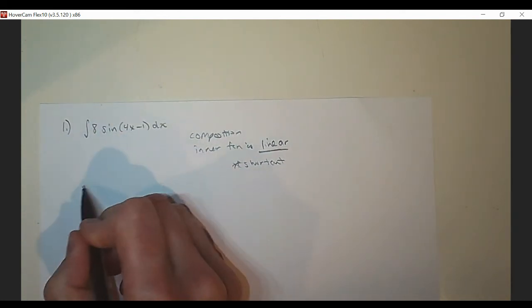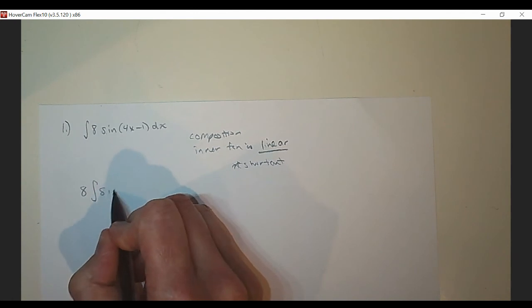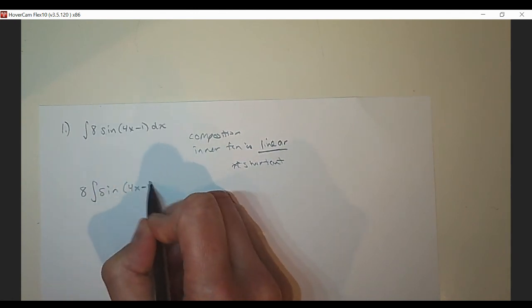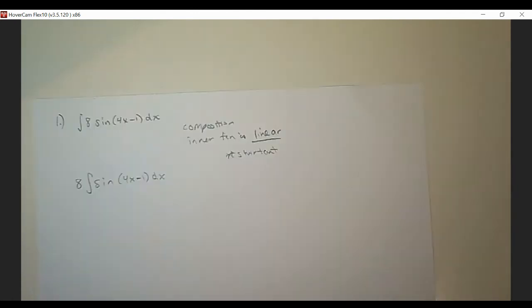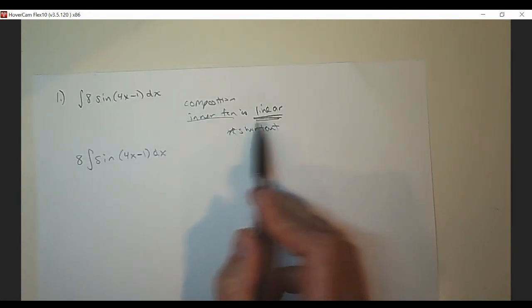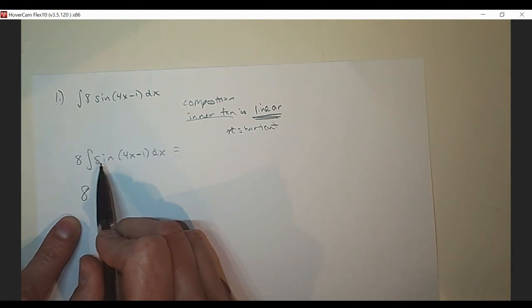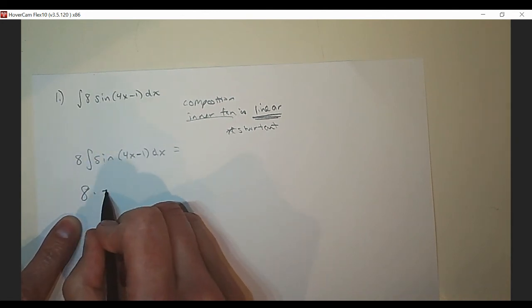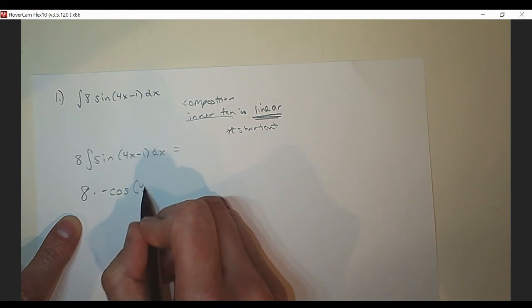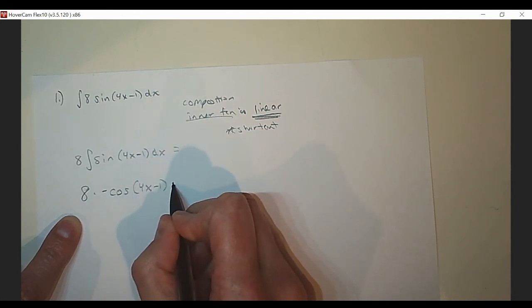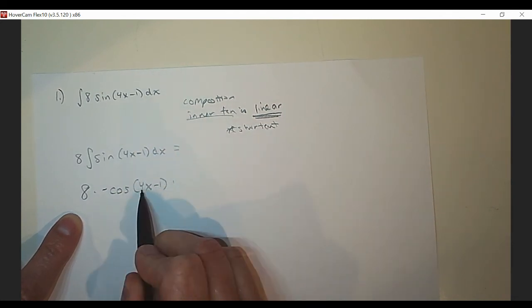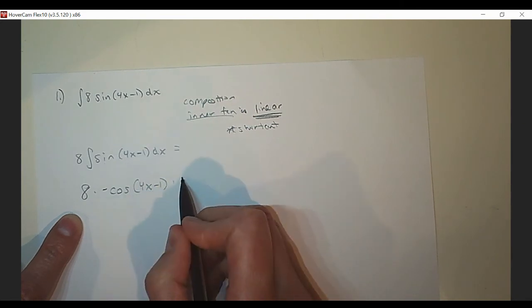So let me actually go ahead and just move the constant multiple out front. The 8's kind of in the way. So let me move that out front. And now because the inner function is linear, the shortcut that we can use is we can go ahead and just find the antiderivative of the outer function, which will be negative cosine. Keep the inner function the same. And then what we have to do is multiply by the reciprocal of the coefficient of x.